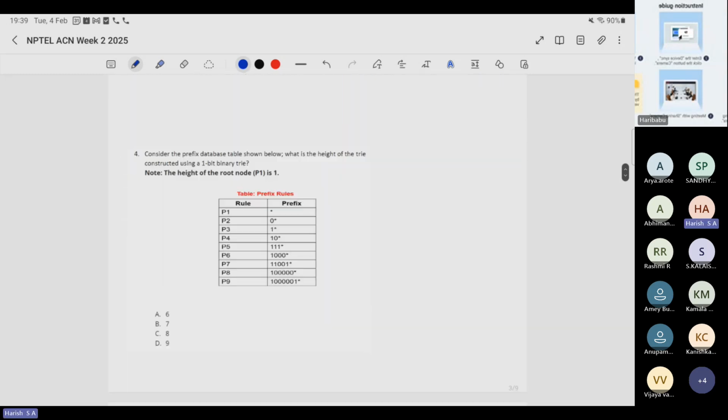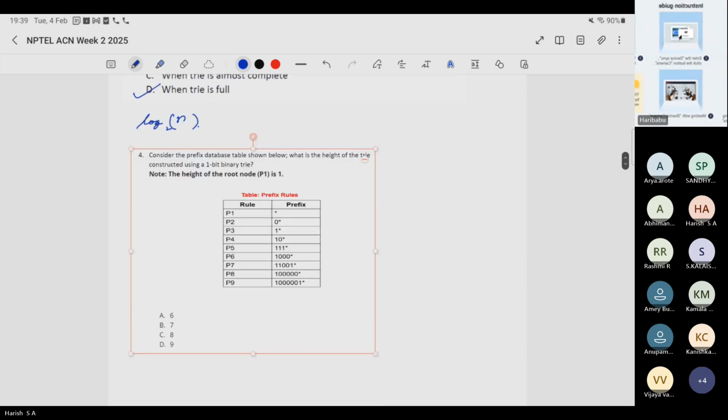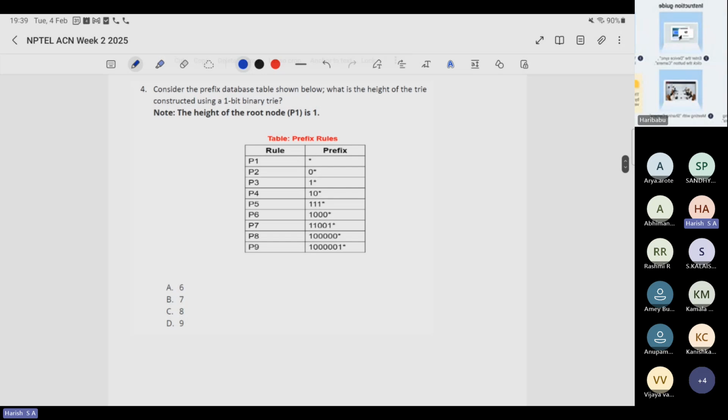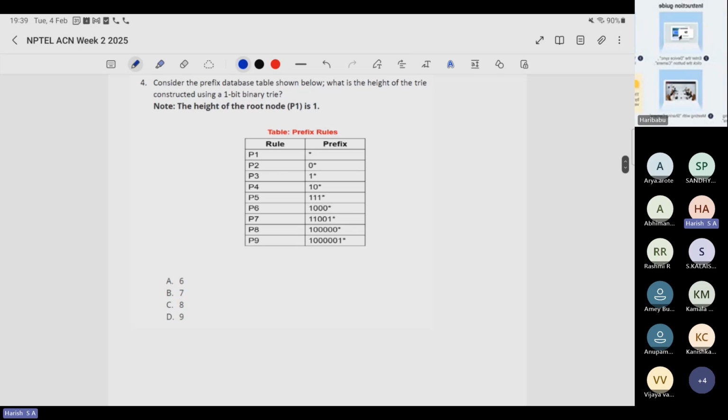Okay. Now let's go into the big ones. Let's try and construct a trie here. Consider the prefix database table shown below. What is the height of the trie constructed using a 1-bit binary trie? Right. So 1-bit binary trie. This is the very first data structure that was explained.